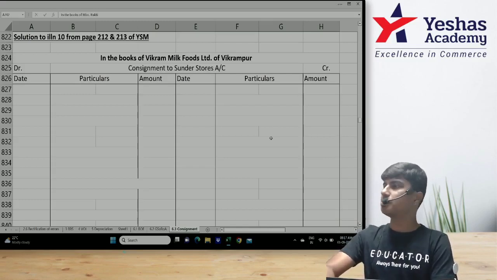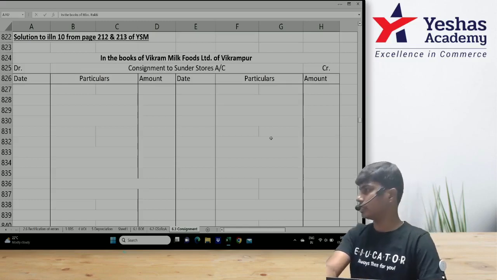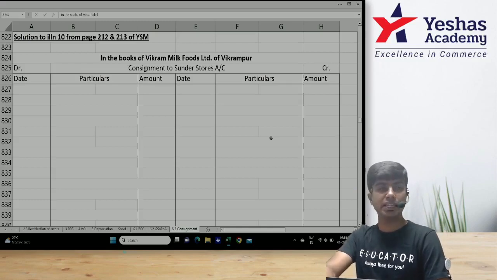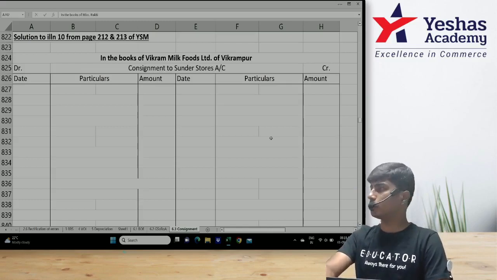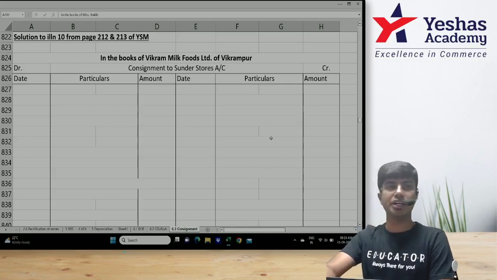Del credere commission is paid by the consignor to the consignee to ensure that the risk of bad debts is passed to, very good, the consignee. Whenever del credere commission is not paid, similar to any other expenses, bad debt will be borne by the consignor. However, if del credere commission is paid, bad debt expense will be borne by the consignee. Del credere commission again can be given on a per unit or percentage basis. And it is paid on total sales, not only on cash sales or only on credit sales.